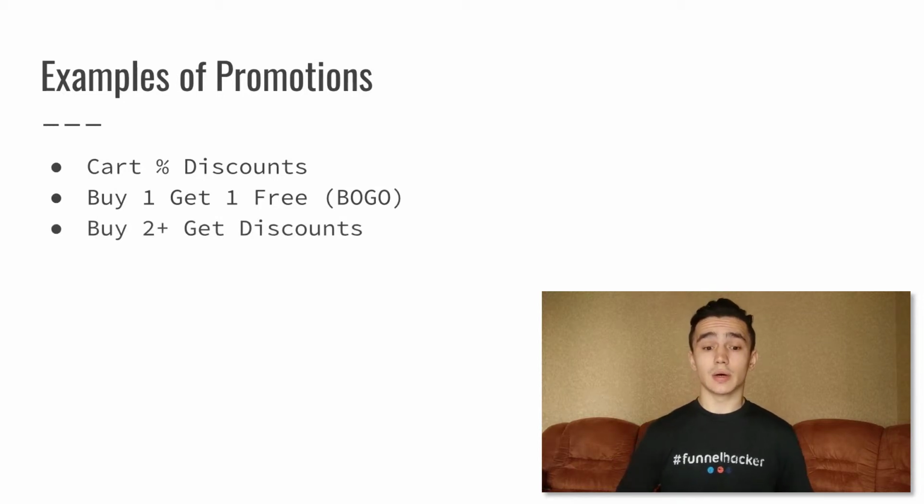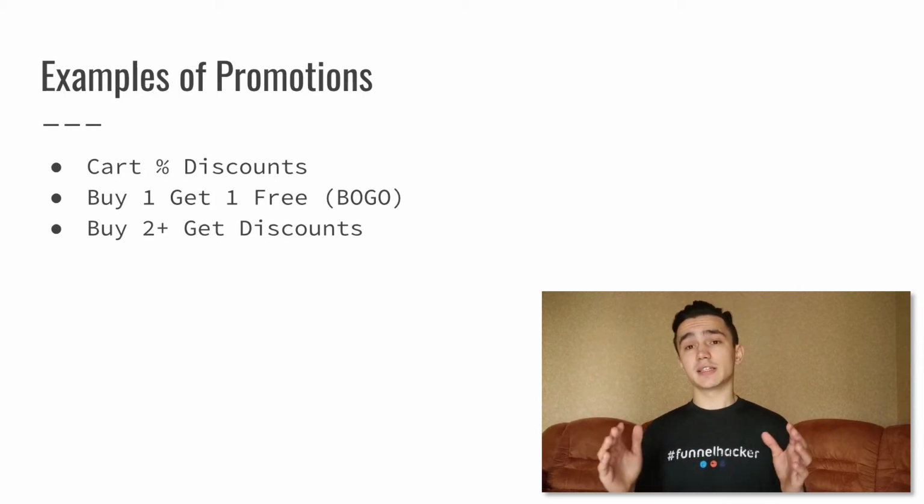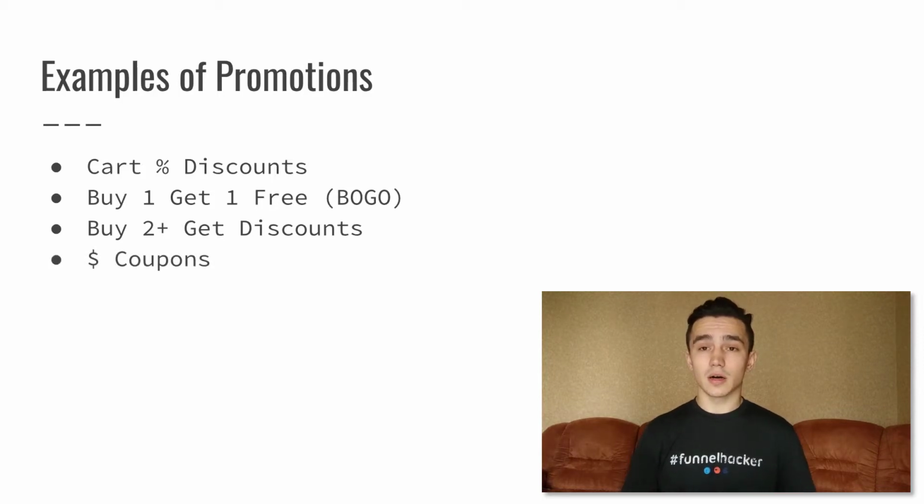Then buy two, get discounts. So buy in bulk, 2, 3, 4, 5, and you can make specific discounts for these amounts on those days. And then dollar coupons. So take this $5 coupon and you're going to be able to use it today. Again, it should be time limited.